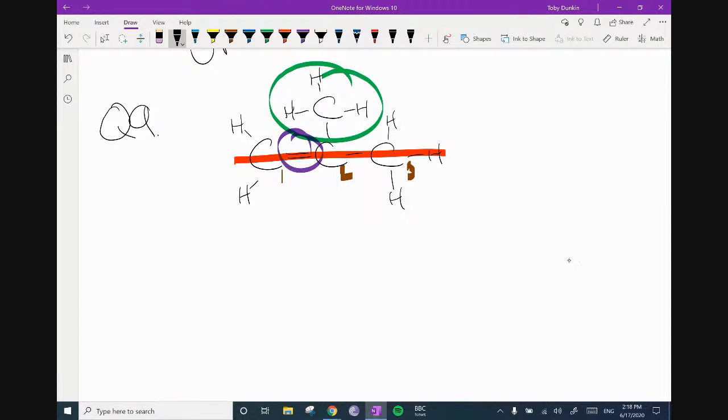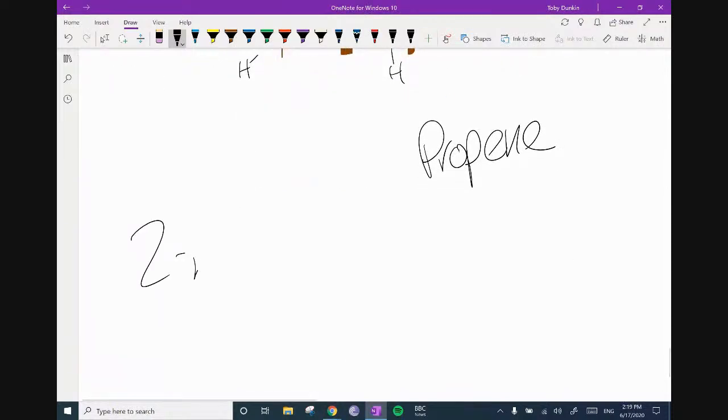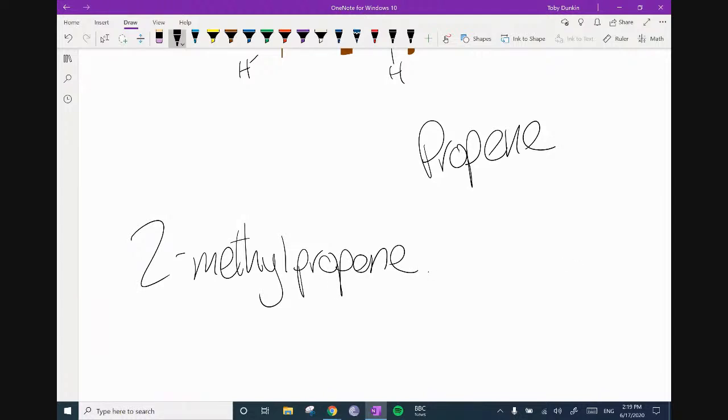So, longest chain is prop. I now see the carbon-carbon double bond, so it becomes an ene. Now, by the way, 2-methylpropene, well done, Zach, outstanding. Next thing, I have a branch. It's a methyl. I need to number it. It's on carbon number 2. That becomes 2-methylpropene. Okay, guys.